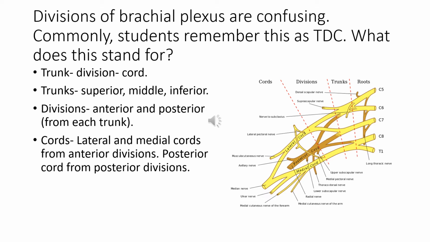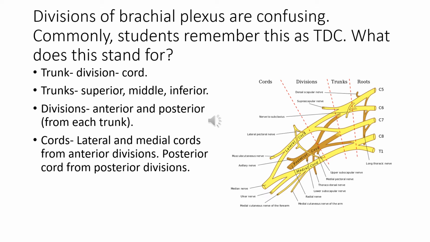Divisions of brachial plexus are confusing. Commonly, students remember this as TDC. What does this stand for? Trunk, division, cord. Now, as we know, brachial plexus begins from the ventral rami of spinal roots C5 to T1.